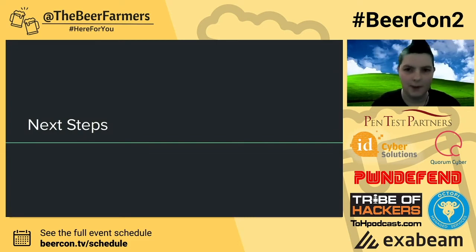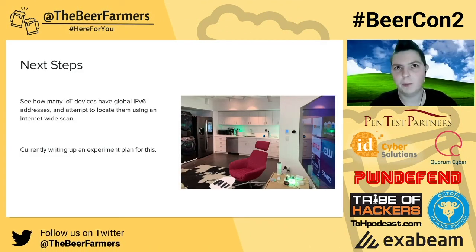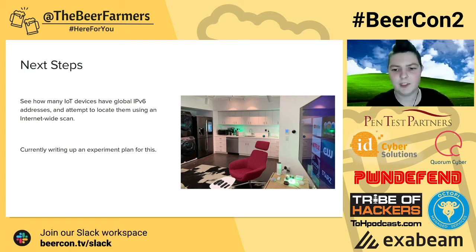So, the next steps in this research. This has all been quite theoretical so far, built up from past research papers, internet standards documents, and other things like that. So what we want to do is put it into practice and see how many IoT devices actually have global IPv6 addresses and are the most likely to use this insecure addressing scheme. And can we attempt to locate them using an internet-wide scan in the wild? Does this actually work in practice as well as on paper? We're currently writing up an experimental plan for this.